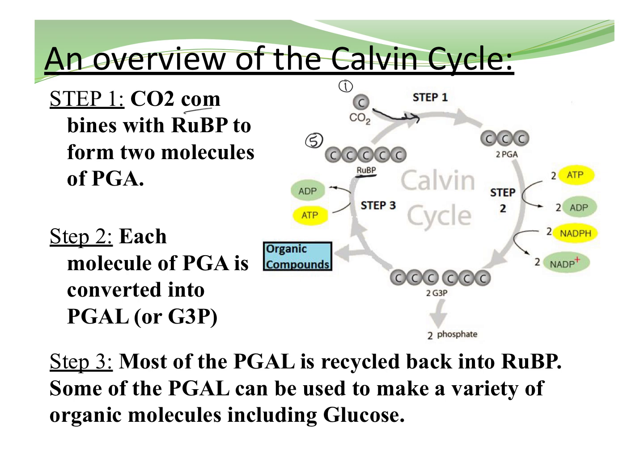The first step is they combine, just like with respiration, okay? When the acetyl-CoA combined with the oxaloacetic acid, in this case it's carbon dioxide combining with RuBP, and it immediately splits into 2 molecules of PGA.